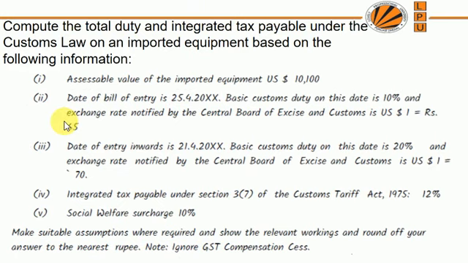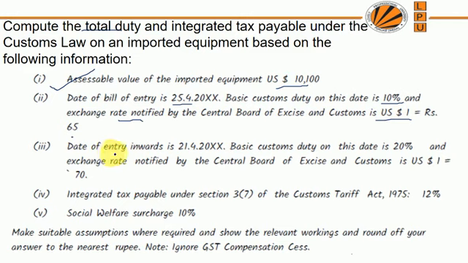Okay, so we have a next question now. Compute the total duty and integrated tax payable under the custom law on imported equipment based on the following information. Assessable value, oh, what a relief, assessable value is already calculated. That is 10,000 US dollar. Then bill of entry is on 25th April. Year can be taken. Basic custom duty on this date is 10%. And exchange rate notified by Central Board of Excise and Customs on the same date for $1 is 65 rupees.